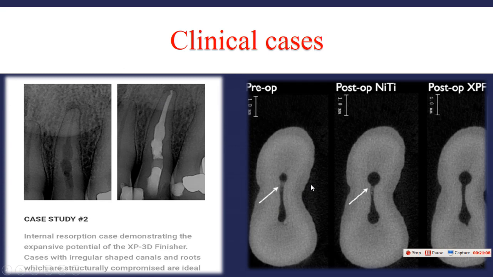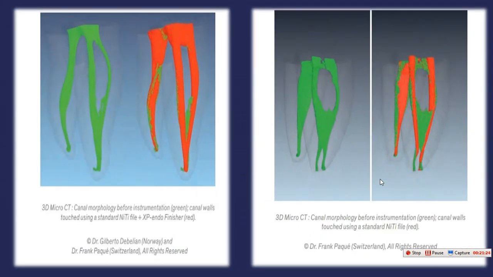Also, in this clinical case compared with the standard NiTi, areas remain packed with dentine debris and the original shape is not preserved, while with the XP Endo family, the original shape is resembled and all the area is clean. As seen also in this picture, areas remain packed with dentine debris with the standard NiTi instrument.